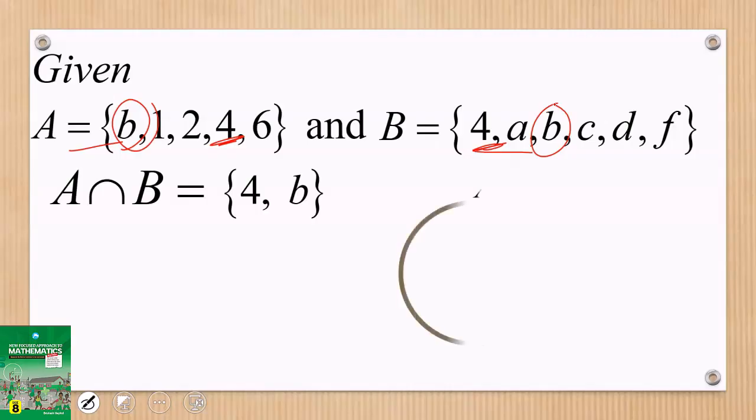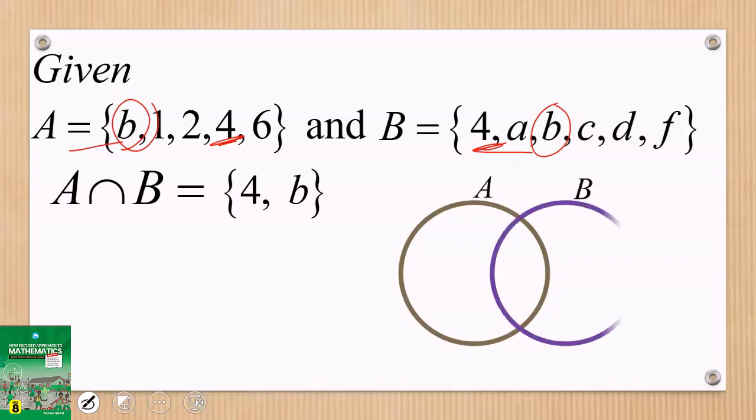Now, when you represent this on a Venn diagram, we call this set A and set B. The elements that are common to sets A and B will be over here. These are the intersection. After taking the intersection, the elements left in A only become 1, 2, and 6, and those of B only become A, C, D, and F. Let's take another example.